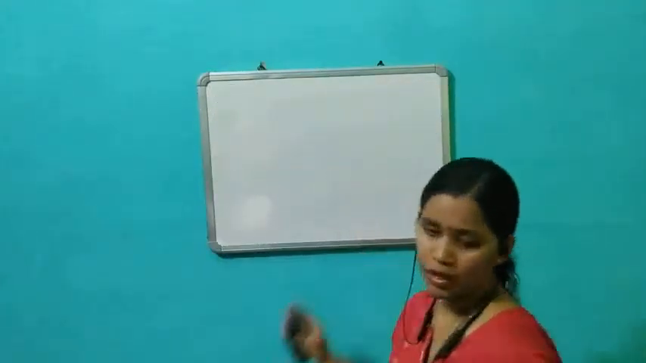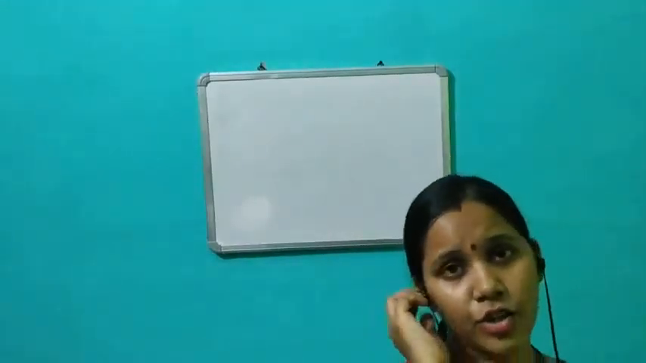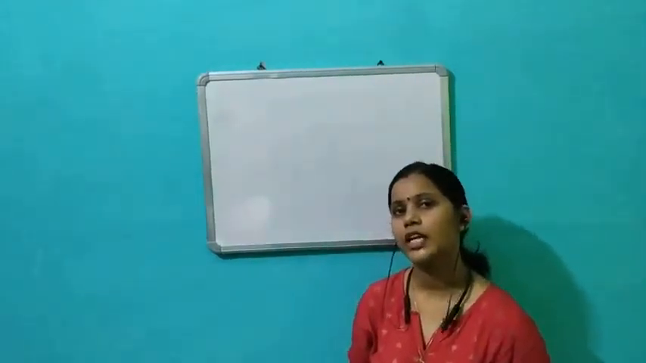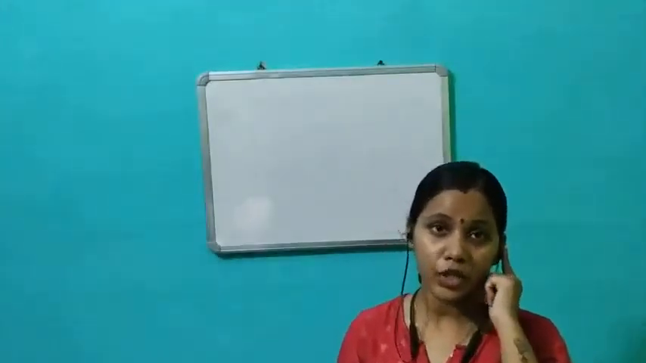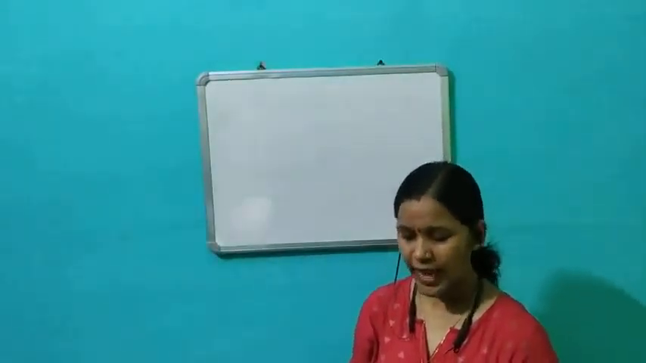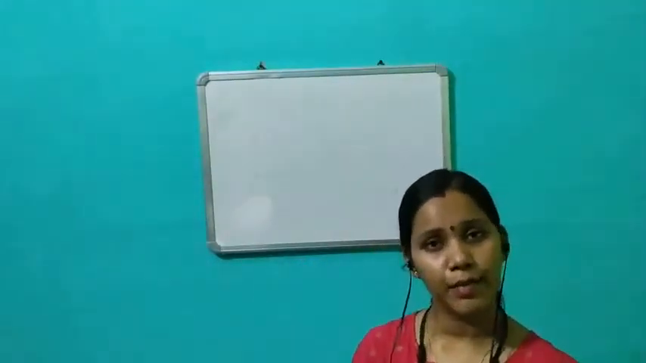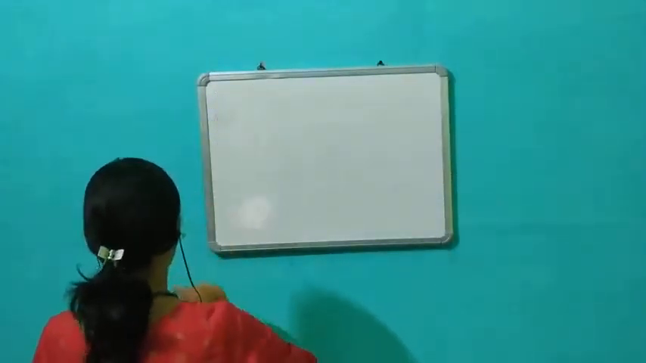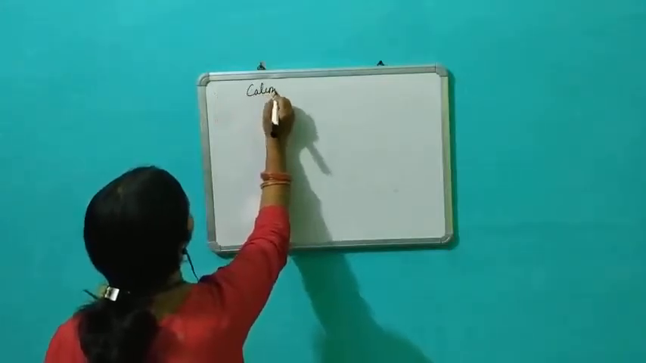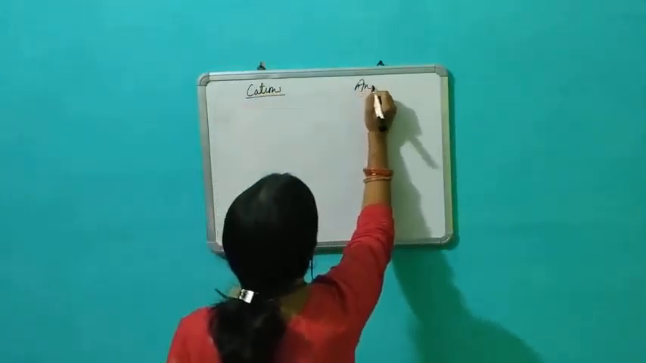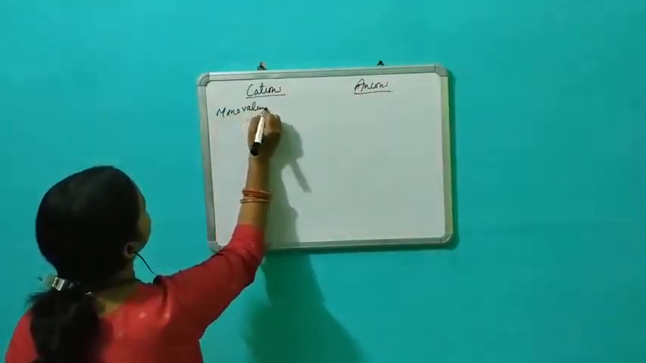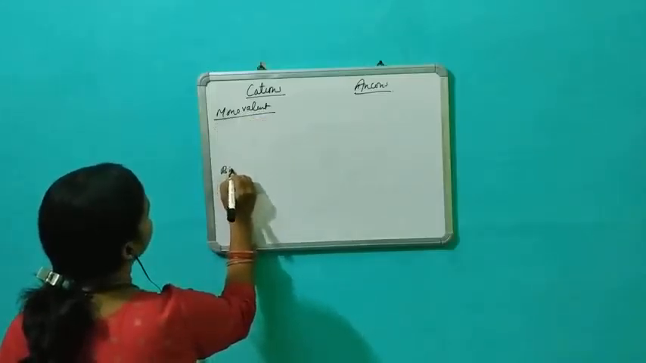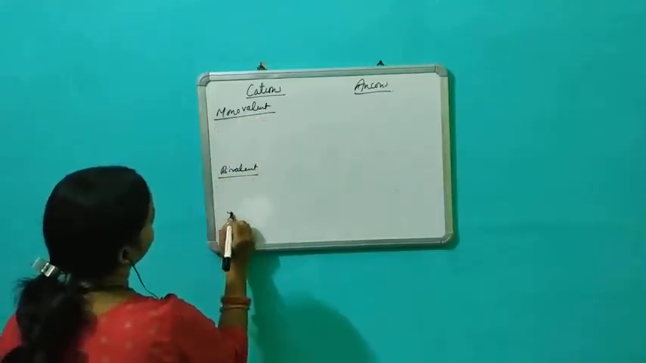We already know that cations are electropositive elements, which can lose electrons to form positive charges like Na+, Mg2+, Ca2+, K+, all these. So we categorize them as monovalent, bivalent and trivalent, right? So I am writing cations and anions here: monovalent, bivalent or divalent, and then trivalent.